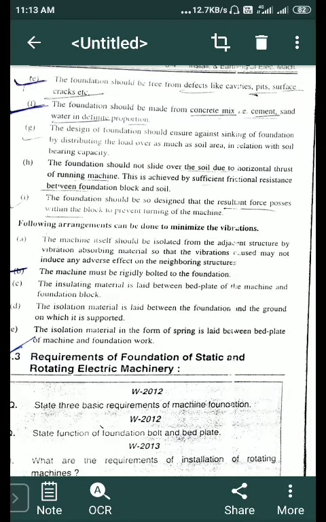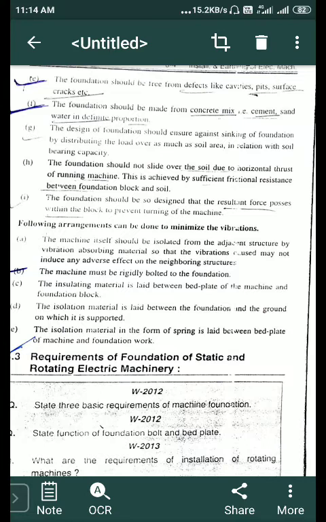Then the next point is the foundation should not slide over the soil due to horizontal thrust of the running machine. This is achieved by sufficient frictional resistance between the foundation block and soil. While doing the foundations, you have to take care that it should not slide over the soil due to the horizontal thrust of your running machines, and you have to ensure sufficient frictional resistance between your foundation block and soil.